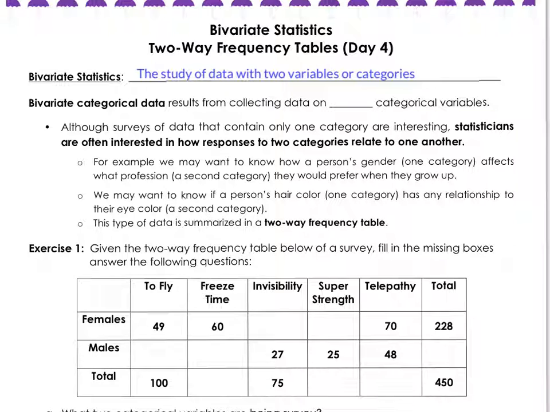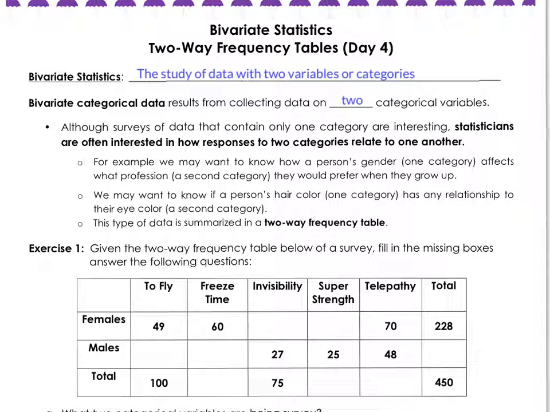Bivariate categorical data results from collecting data on two categorical variables. Although surveys of data that contain only one category are interesting, we often are interested in how responses to two categories relate to one another.